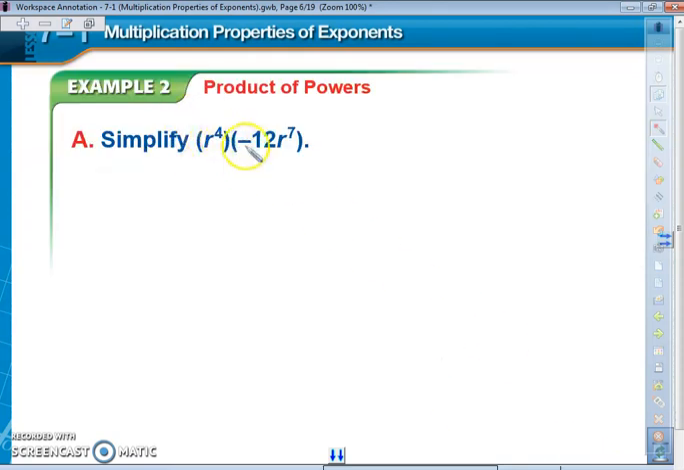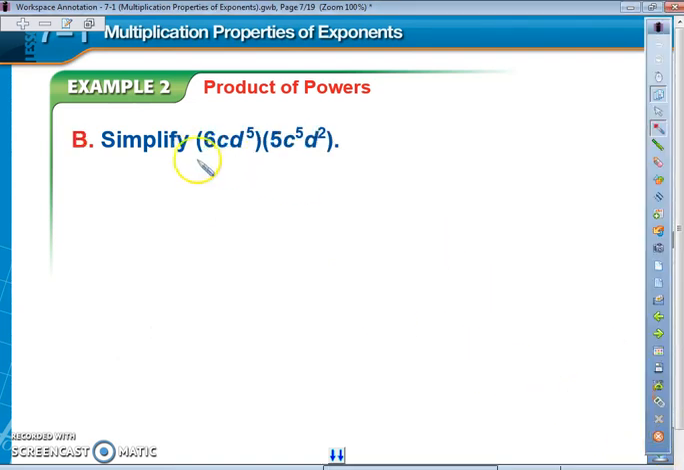Simplify. r to the 4th times negative 12 r to the 7th. Well, imagine right here, it's really 1r to the 4th. And so we're going to multiply our coefficients together, the numbers in front. 1 times negative 12 is negative 12. Then our base is an r, and our base is an r. So we're just going to write the r down. And then we're going to add 4 and 7 together. And we're going to go r to the 11th. Okay? All right, let's keep going.